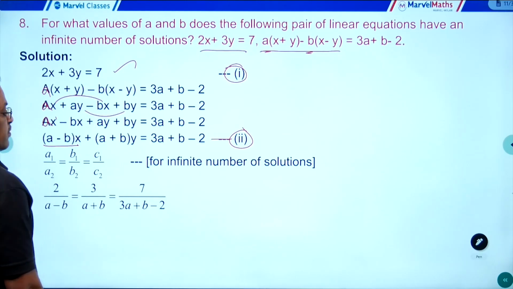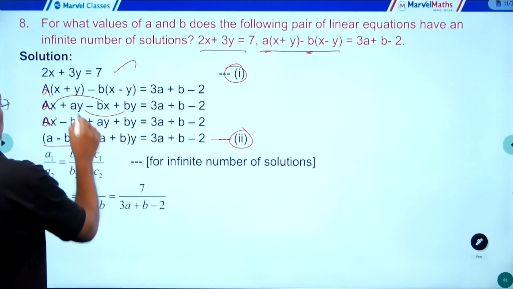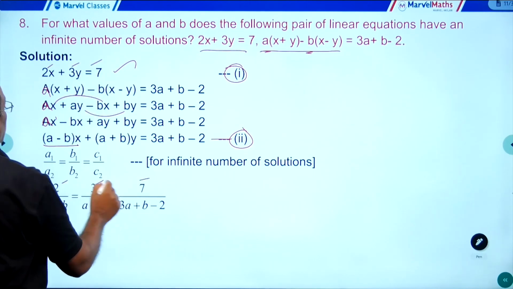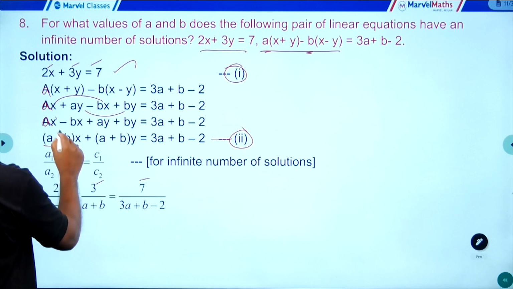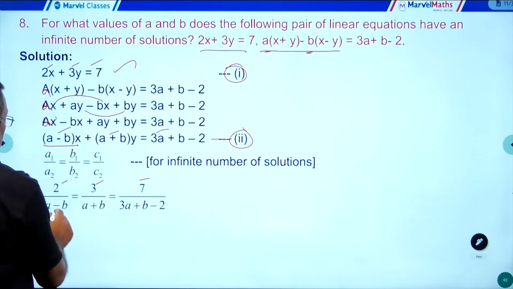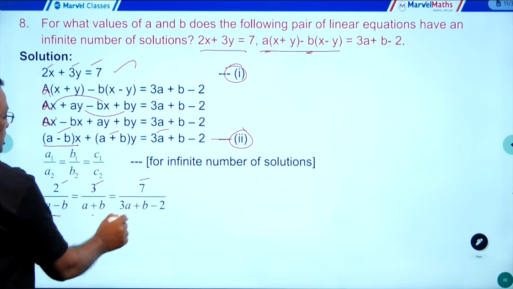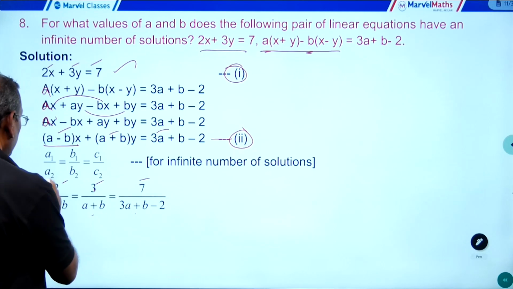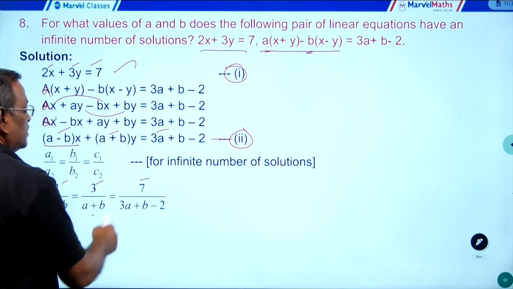Comparing with a1 x plus b1 y plus c1: a1, b1, c1 are 2, 3, 7, and a2, b2, c2. This is a2, this is b2, this is c2. So 2 by a minus b, 3 by a plus b, 7 by this. Now one very important step: a1 by a2 equal to b1 by b2 equal to c1 by c2.